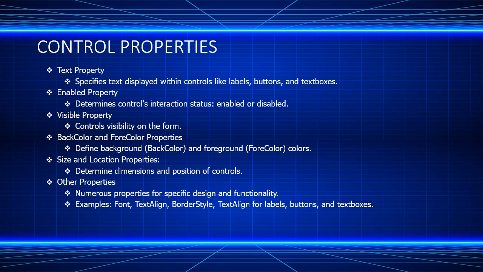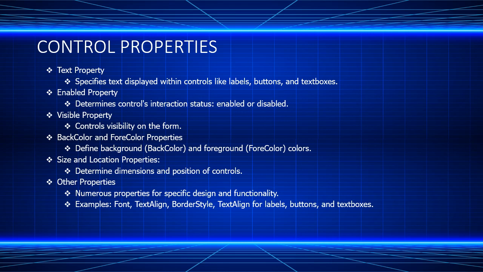Visible property. The visible property governs the visibility of a control on the form. Setting it to true renders the control visible, while setting it to false hides the control from view, influencing layout dynamics. Backcolor and forecolor properties.